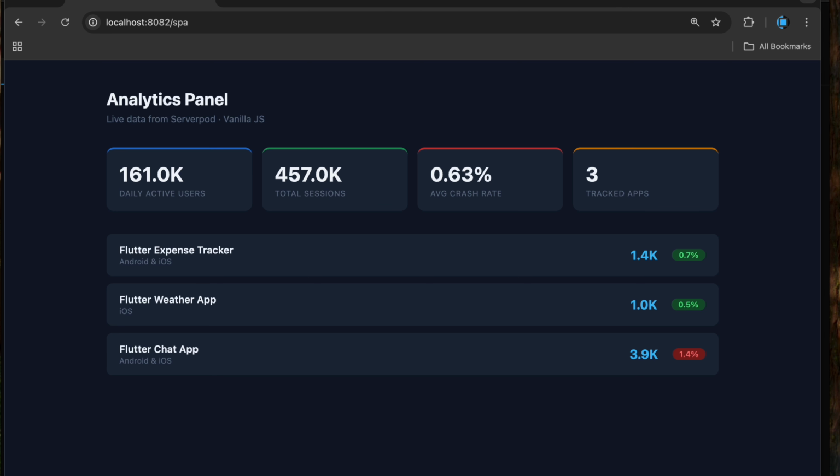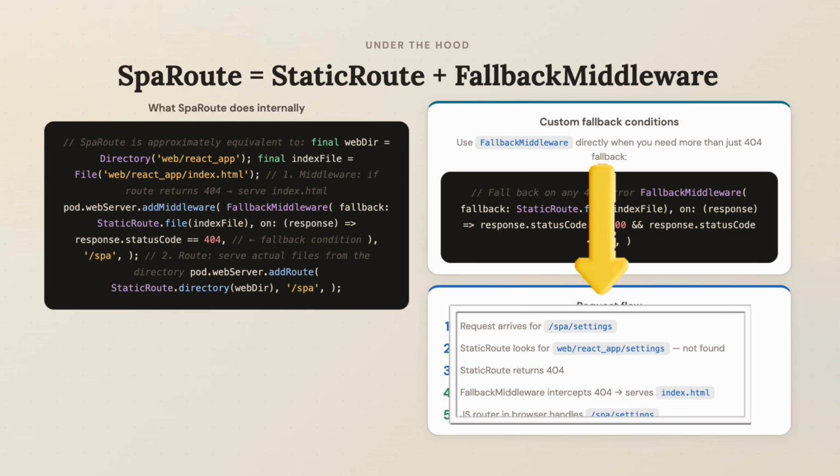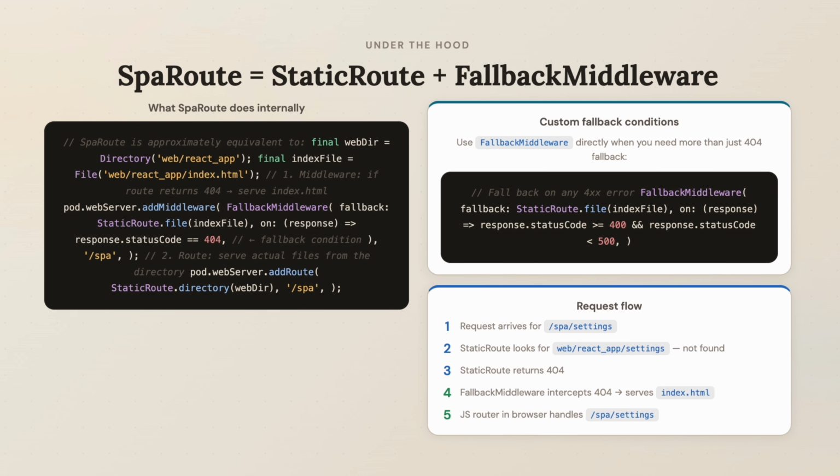So let's understand what SPA route is actually doing, because it is built on top of primitives we already know. Internally, SPA route uses FallbackMiddleware combined with static root directory. So the logic is: try to serve the request as a static file from the directory. If no matching file exists and the response will be a 404, serve the fallback file instead. As we have defined, our fallback will always be index.html. You can wire this up manually using FallbackMiddleware directly if you need more control over the fallback condition. For example, if you want to fall back on any error, not just a 404, you'd write a custom fallback logic.